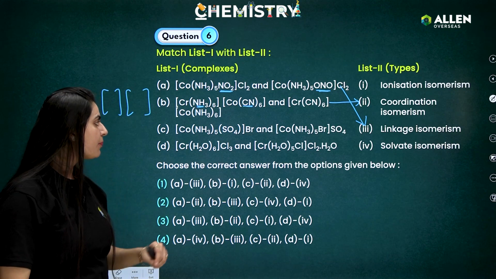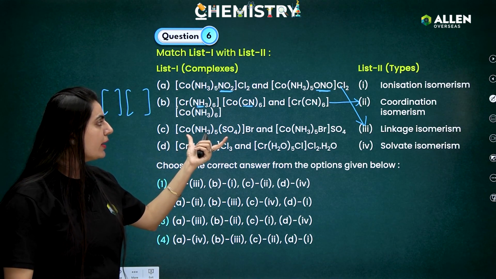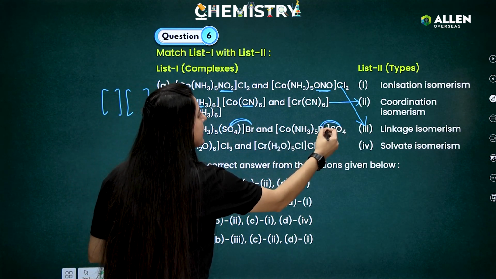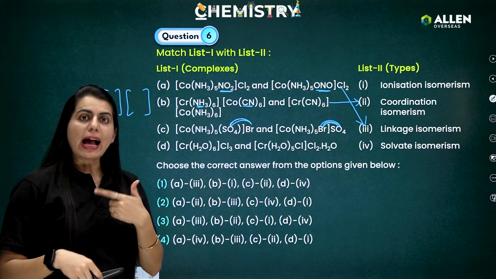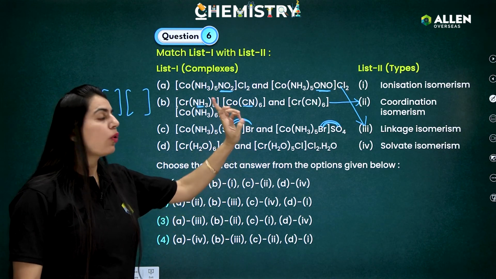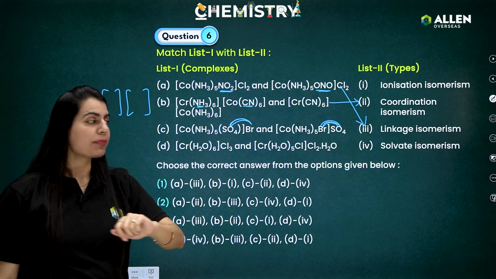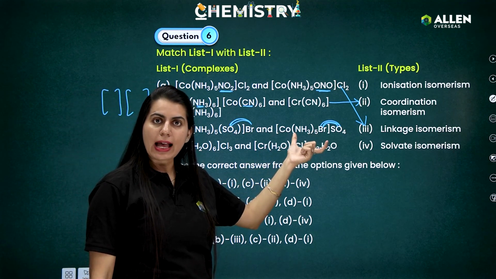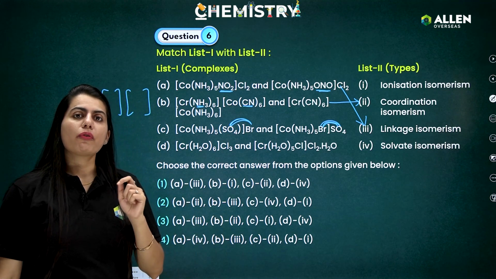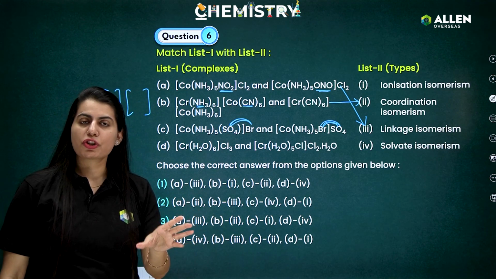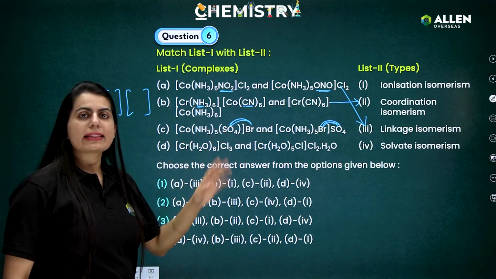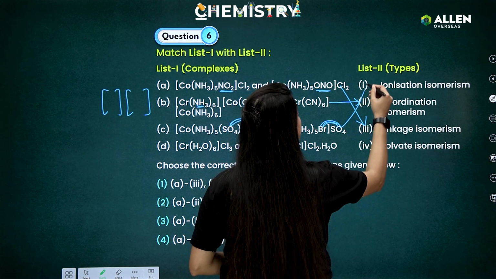Next, we can clearly see here that sulfate and bromine interchange their places. So if I ionize this particular coordination compound, I am getting bromine as my counter ion here. But if I ionize this compound, I'll be getting sulfate as my counter ion. So whenever you see that on ionization you are getting different ions, such isomers are examples of ionization isomerism.